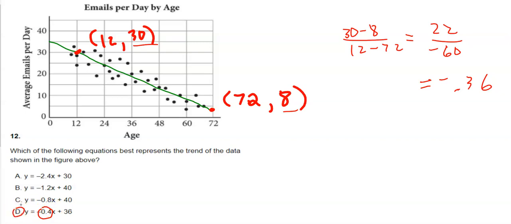Let's look at what the y-intercept looks like. I thought it was about 35-ish. 36 looks about right. I think that looks good there. So you could use the slope or the y-intercept. It's really helpful to be able to find the slope. Again, this formula there is y2 minus y1 over x2 minus x1. That's your slope formula if you didn't know it.